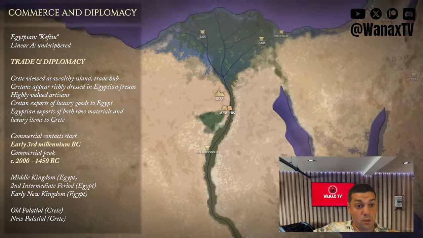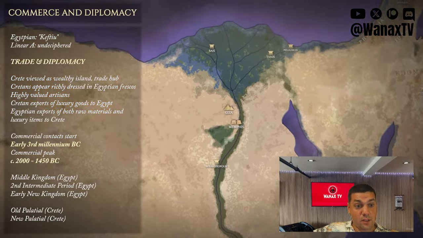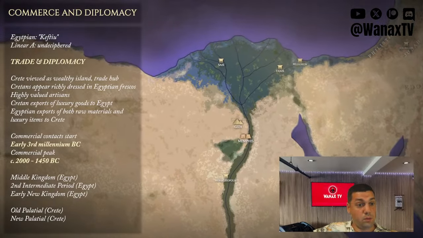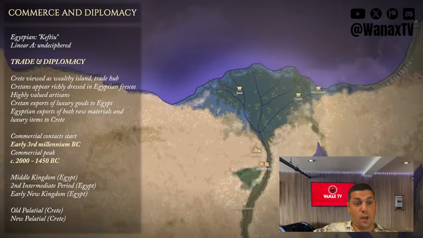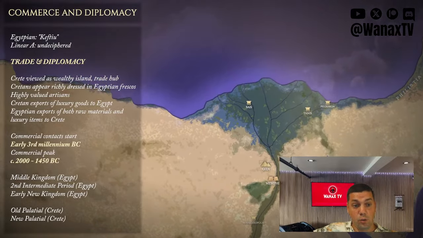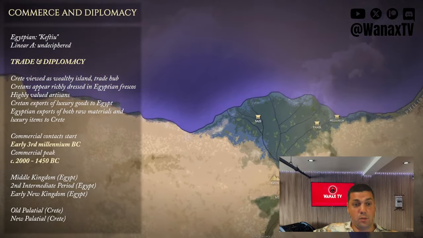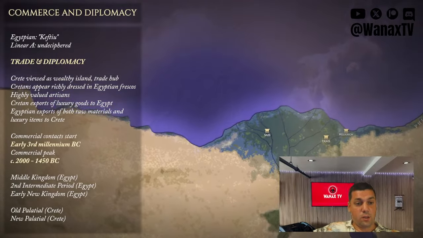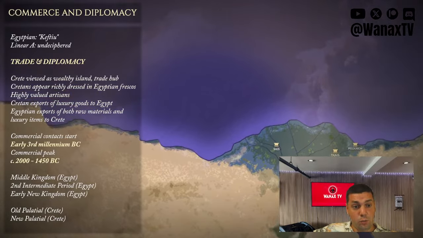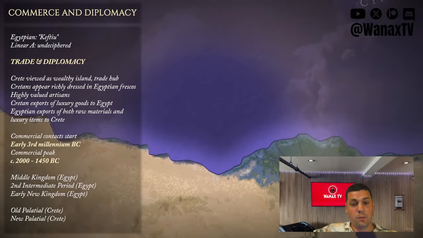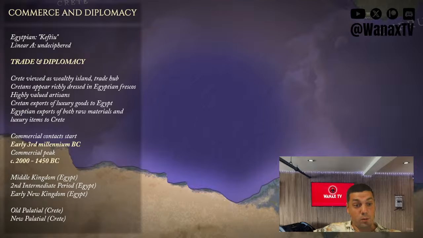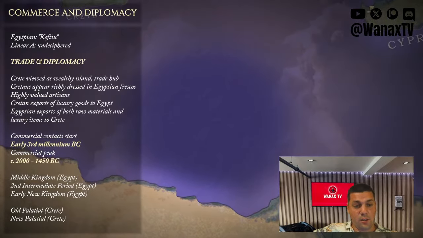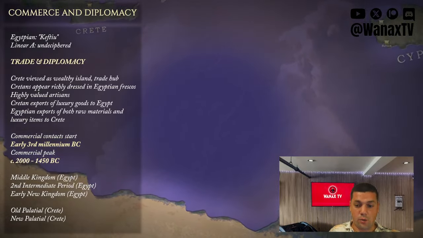And already in the Middle Kingdom, we have that contact, and throughout the Second Intermediate Period, we have it, and the early part of the New Kingdom era in Egypt. And this would have covered Old Palatial and New Palatial. It would have covered the later part of the pre-Palatial period, to be more precise, and then the Old Palatial, and then the New Palatial period on Crete.